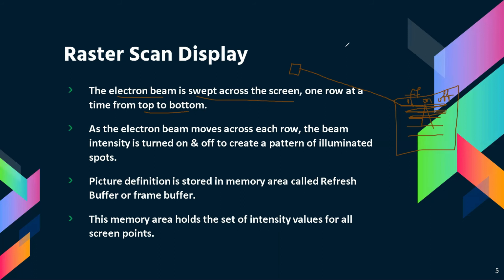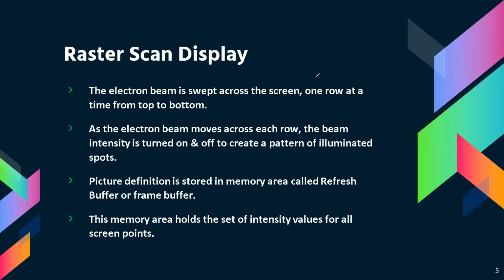Clear with that? So how are these intensity values fetched? These intensity values are stored in something called a frame buffer, also called a refresh buffer. These intensity values of the screen points are stored in a memory area called the frame buffer. I hope it is clear now.